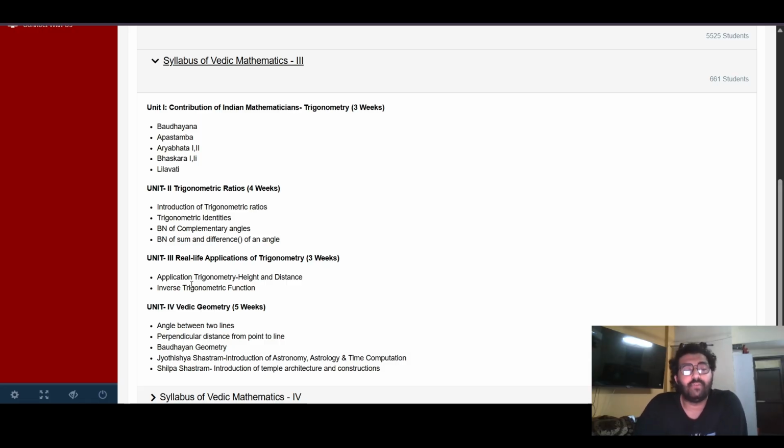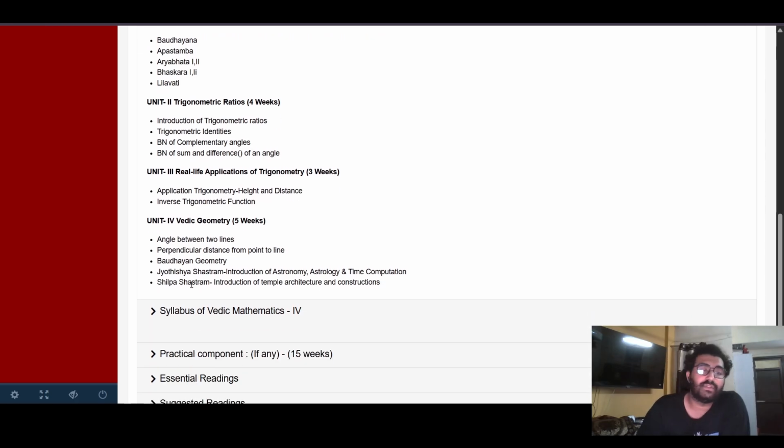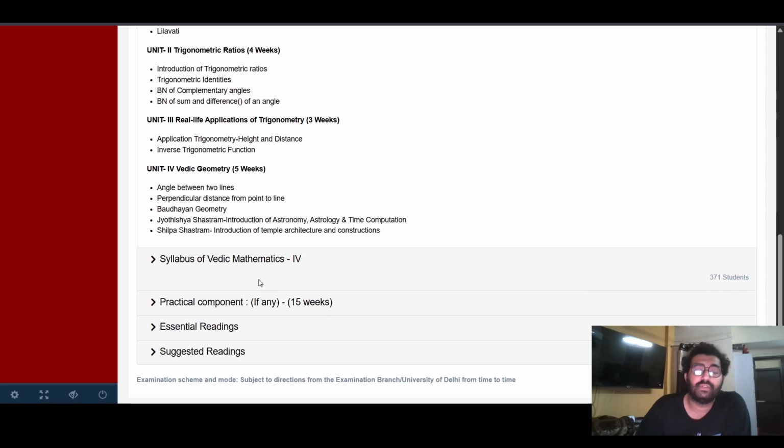As for the last, Unit 4, the Vedic geometry, here they will discuss the angle between two lines, perpendicular distance from a point to a line, Baudhayana geometry, Jyotisha Shastram, introduction of astronomy, astrology, and time computation, Shilpa Shastram, introduction of temple architecture and construction.